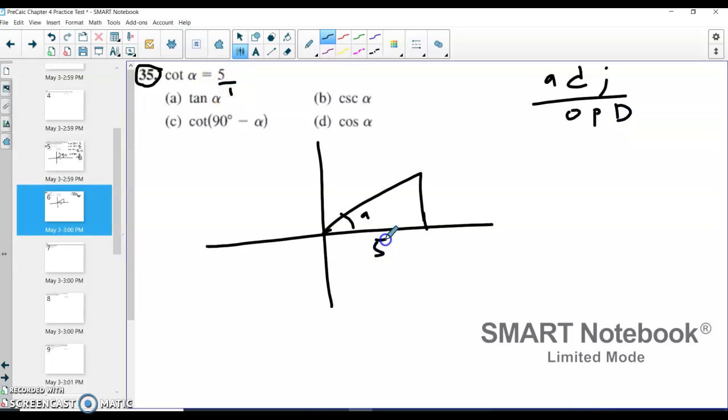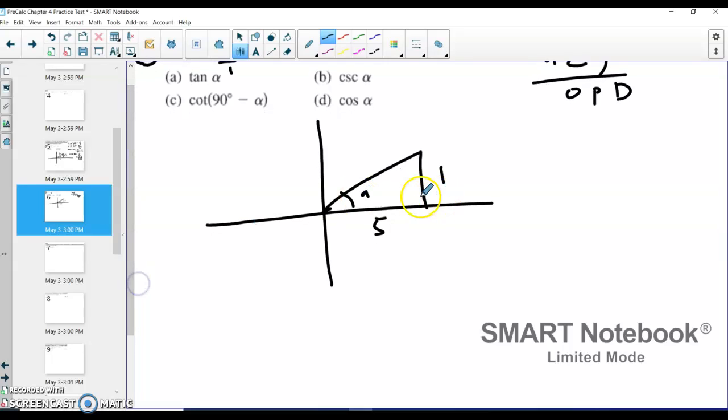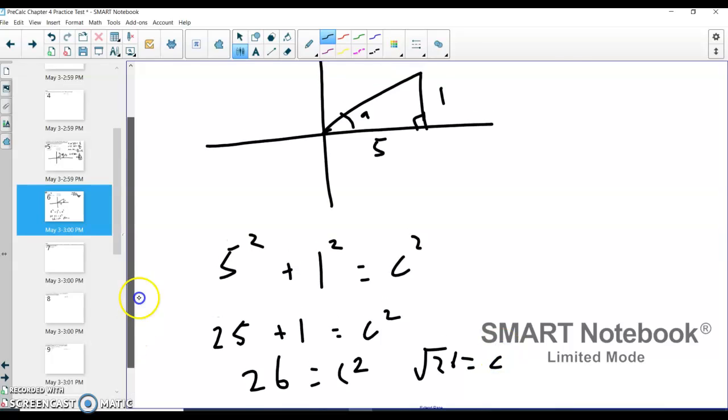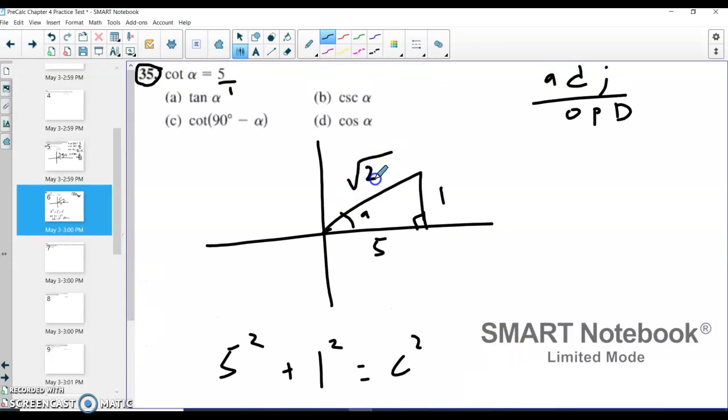So the adjacent here is 5, the opposite is 1, and I don't have a hypotenuse, and I think I'm going to need one, so I'm going to use the Pythagorean theorem because this is a right triangle. And so this is 5 squared plus 1 squared equals c squared. 5 squared is 25, 1 squared is 1, this is c squared. And ultimately here we're going to end up with the square root of 26 being my c value. Okay, and now I'm going to use this triangle to do the rest of this problem.